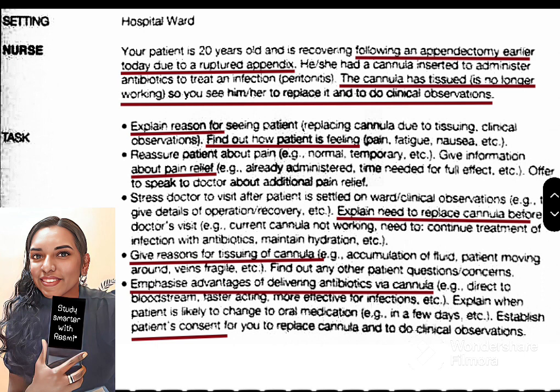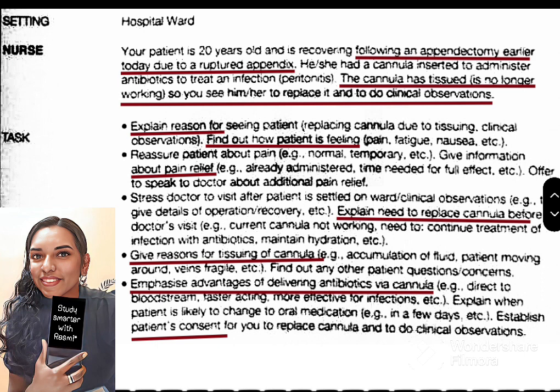Together, you can ask. Then the answer will be, yes, I'm fine, sister, but still I have pain over the surgical dressing. And I'm feeling tired, but not nauseated or anything else. Then the answer will be, thank you, Mr. John, for your information. And I can reassure you that this pain is normal. So our second task is to reassure about the pain. It's normal, temporary. Give information about the pain relief already administered, time needed for full effect, etc. Offer to speak to the doctor about additional pain relief. So we have three subtasks here.